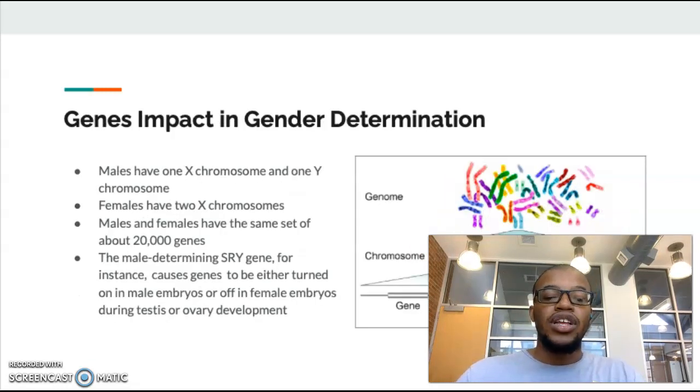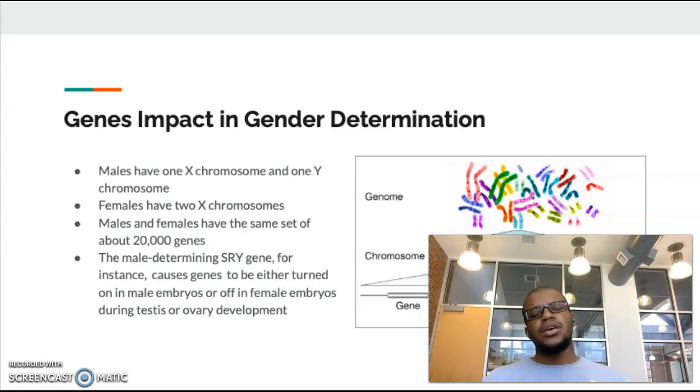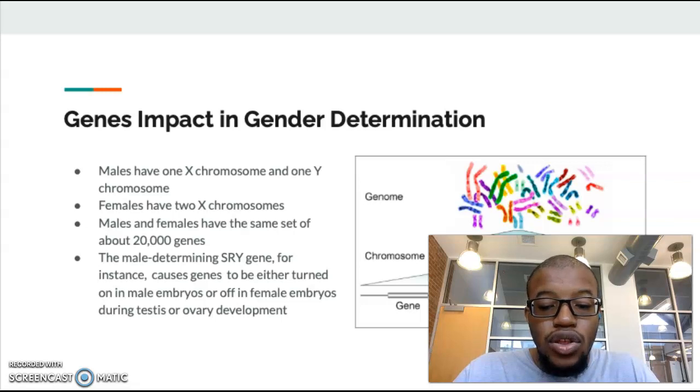Next slide, we'll go over the genes' impact and gender determination. Males have one X chromosome and one Y chromosome. Difference you would see in the females is that they have two X chromosomes. The males will usually get the X chromosome from their mother, and the Y chromosome from their father. So generally, males and females have the same set of genes, about 20,000 to be exact. Another fact would be that the male determining SRY gene can cause genes in the male-female to be turned off or turned on, while in the male embryo or female embryo during testes and ovary development.